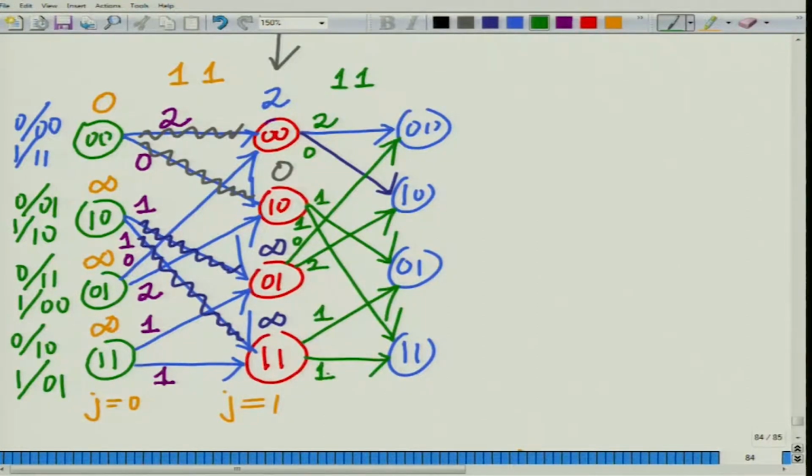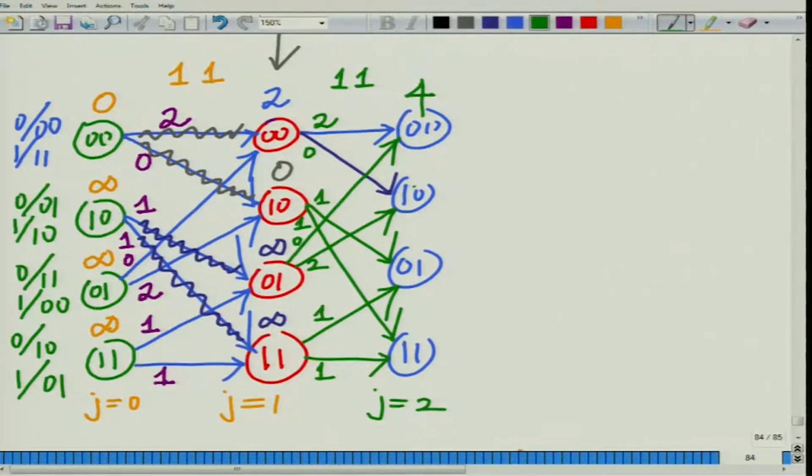Minimum distance to 0 0: at j equal to 2, I can come to 0 0 from 0 0, so the minimum distance is 2 from 0 0 plus the branch metric 2, or I can come from 0 1, where the minimum distance is infinity plus 0. So the net minimum distance to 0 0 is the minimum of 2 plus 2 or infinity plus 0, which is basically the minimum of 4 comma infinity. So the minimum distance is 4.